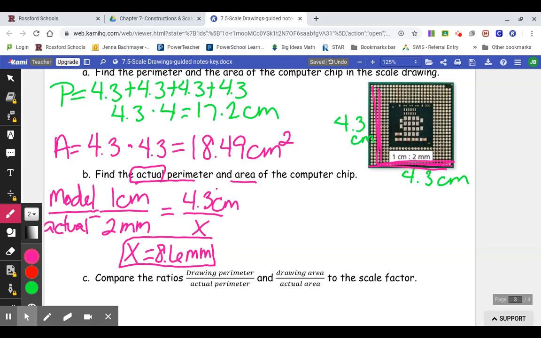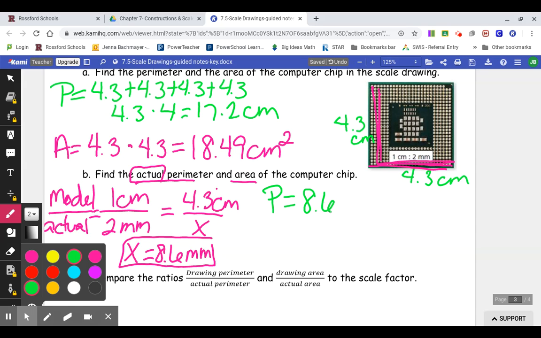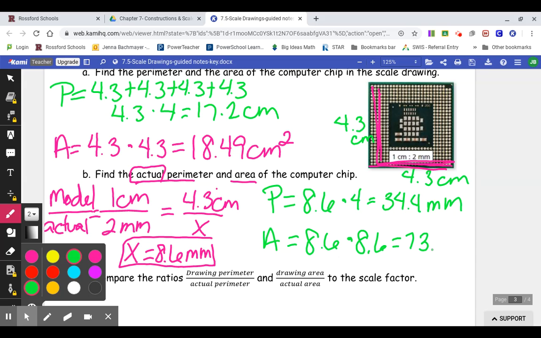From here now, I'm going to find my perimeter and area. Perimeter we had in green. So perimeter, I'm going to take my 8.6 millimeters and multiply it by the 4 sides. That gives me 34.4 millimeters. My area, I would take my 8.6 side length and multiply it by the other side length, and I get 73.96. That's millimeters squared.